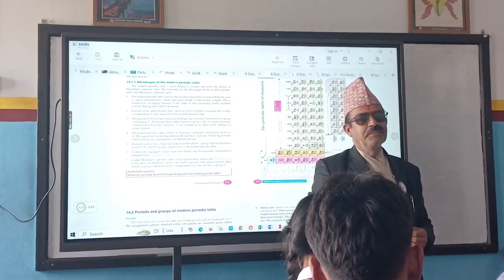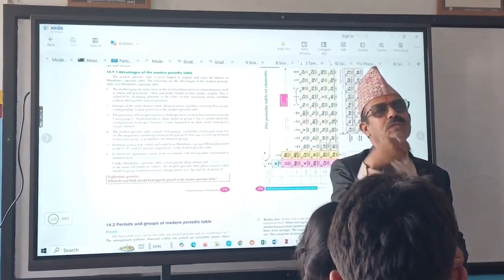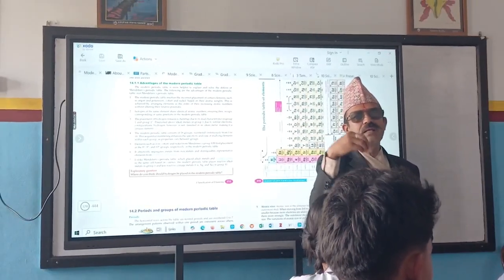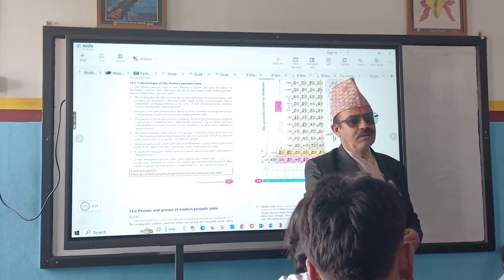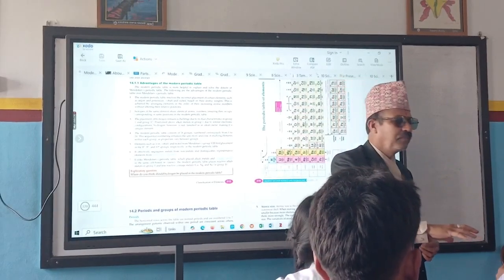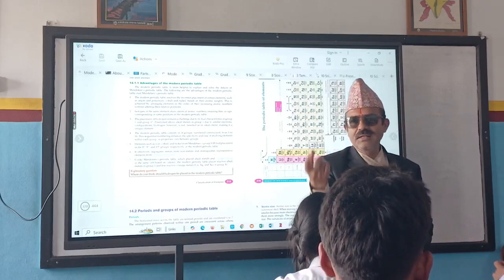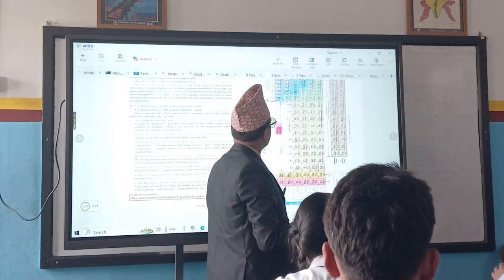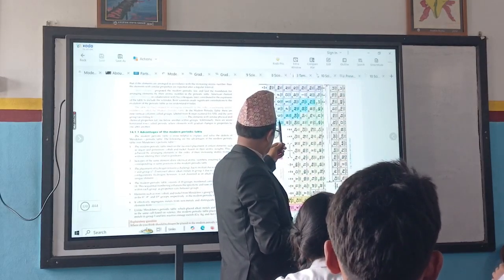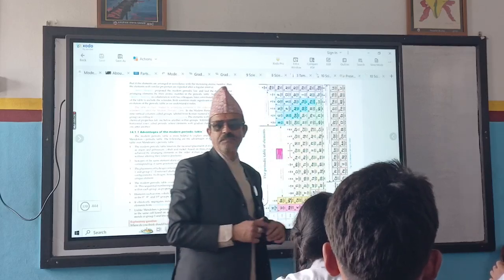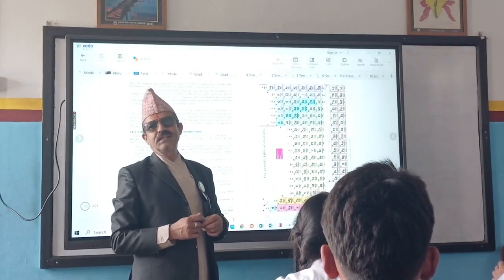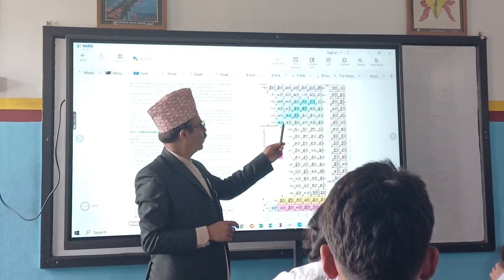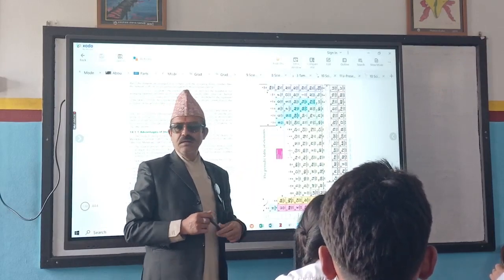Listen. Metals lose electrons. Bigger atom can lose faster. Smaller atom can lose slower. Bigger is more reactive. Smaller is less reactive. If so, in between boron and aluminium, which is more reactive, which is less reactive? Aluminium is more reactive.